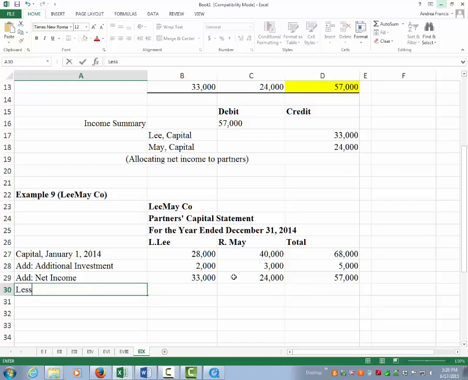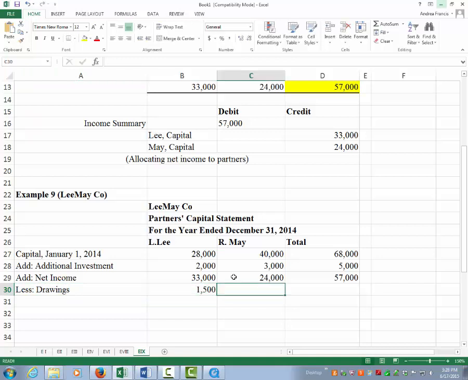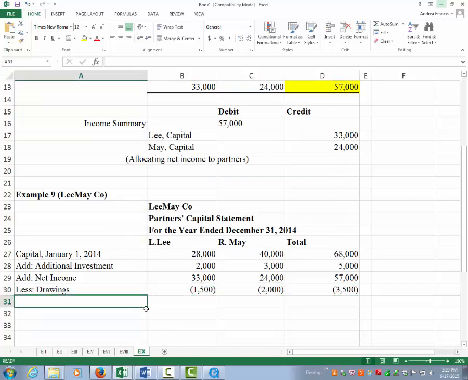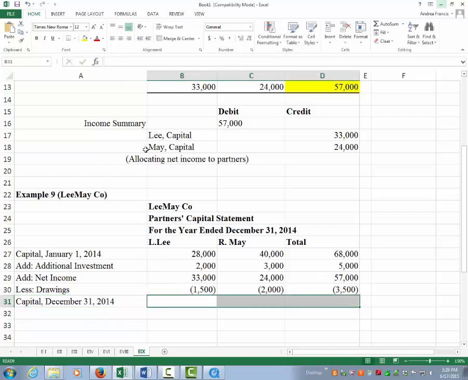And finally, we subtract our drawings. And the drawings number is given in the question. For Lee, it was 1,500, and for May, it was 2,000, giving us a total drawings of 3,500. Remember, these amounts are being subtracted, so we might actually be better off putting them in as negatives so that we can remember that they are supposed to be negative subtractions. And then we know we need to calculate the capital balance at the end of the year, so we can go ahead and do that.